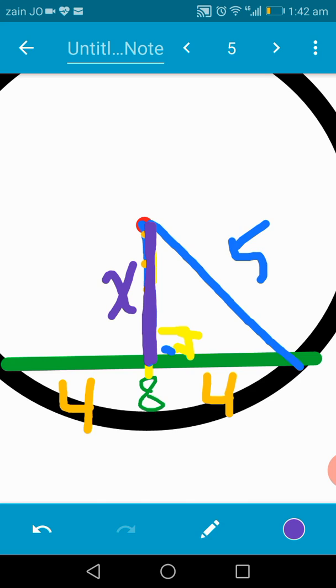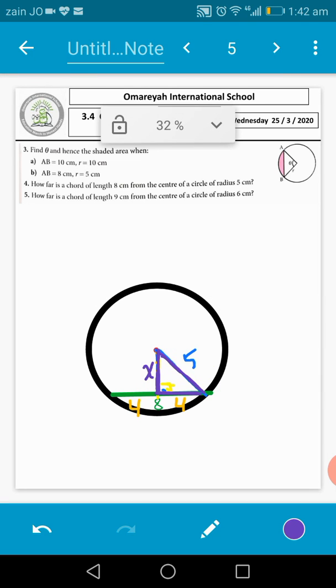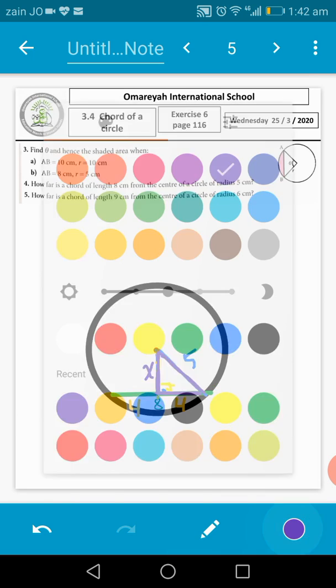How can you find x now? You have now a right triangle. I have a right triangle with 4 and 5. We need to find x. How can you find x? We use Pythagoras. Okay, so use now Pythagoras to find x.